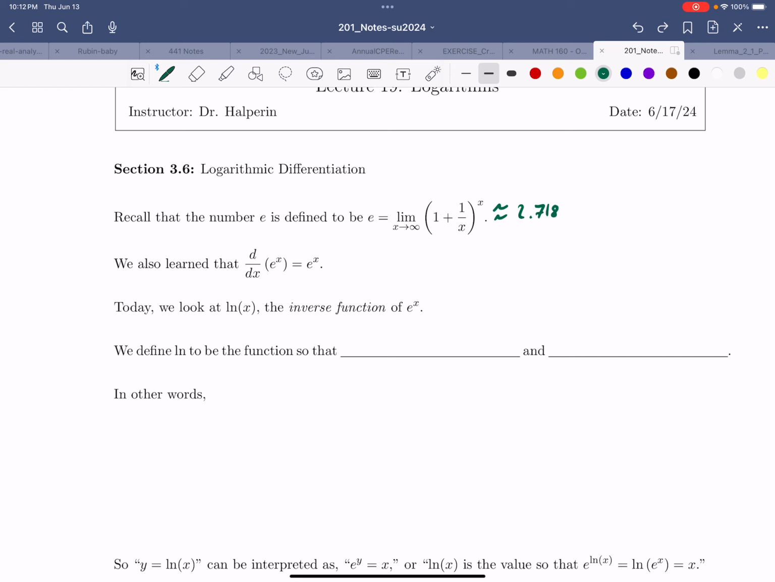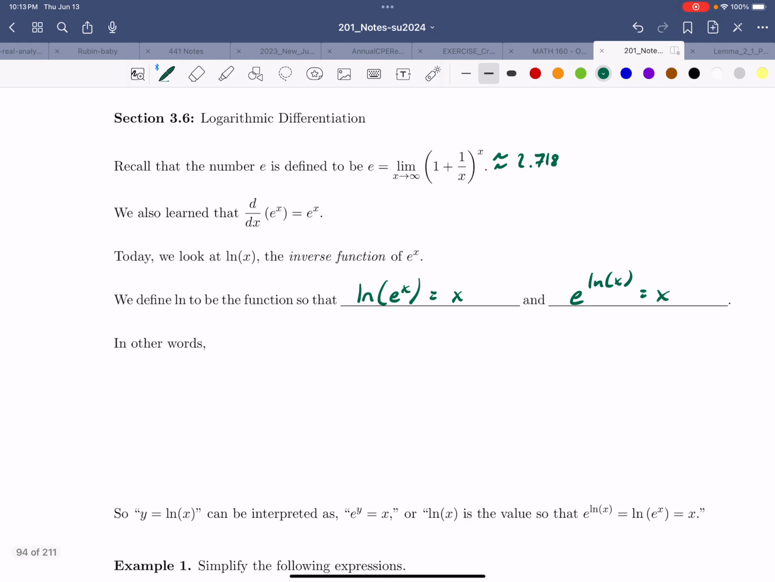But it turns out, if we consider the inverse function of e to the x, which we call ln of x, ln of x is also very interesting and very important. Now remember, inverse functions cancel out the functions that they're inverses of. So we define ln to be the function so that ln of e to the x equals x, and e to the ln of x equals x. Again, think of the square root of x squared. The square root is the inverse of x squared because it cancels it out. The cube root is the inverse of x cubed. We just talked about inverse trig functions: arc sine is the inverse of sine.